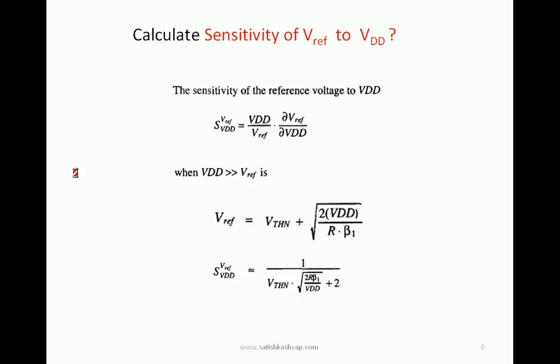So, the sensitivity of V reference to VDD. The equation for sensitivity is given like that. When VDD is far greater than V reference, the equation for V reference reduces to Vt plus root of 2 VDD by R into beta 1. Take the differentiation of V reference with respect to VDD and substitute in the sensitivity equation. The final value of sensitivity is 1 by Vt into root of 2 R beta 1 by VDD, plus 2.